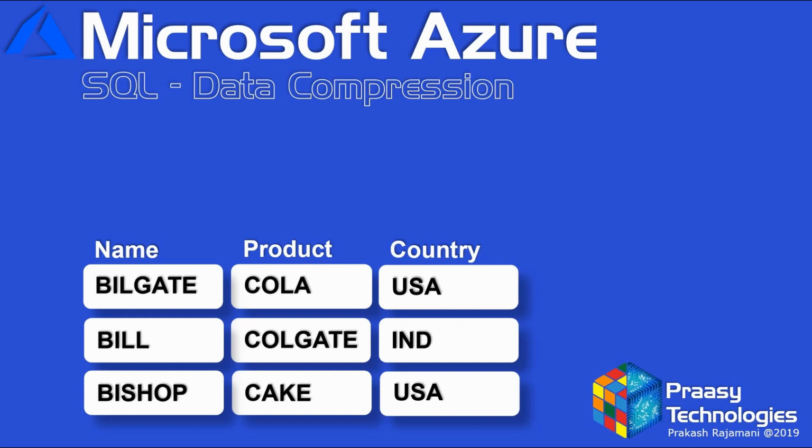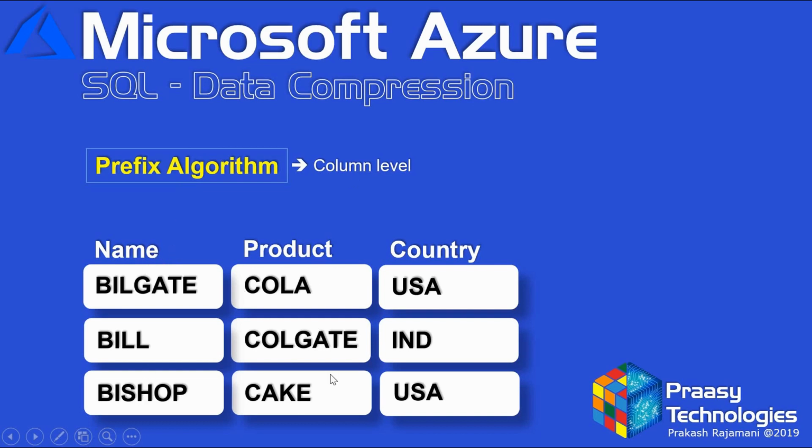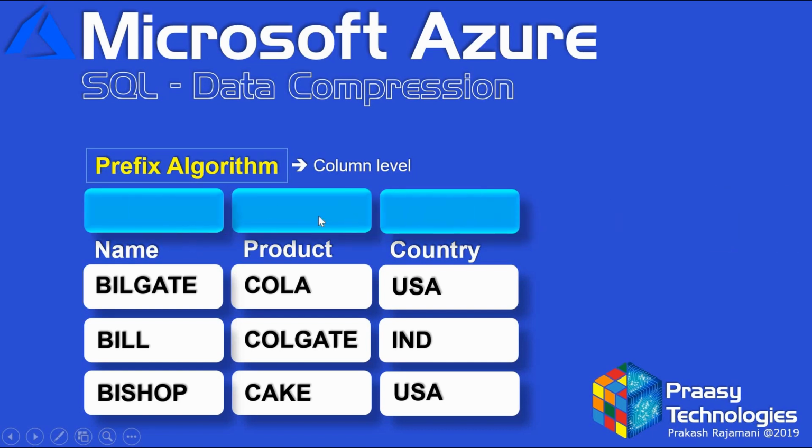In the background, SQL data compression has two algorithms. These two algorithms will be applied on this table. First one is the prefix algorithm. This algorithm is applied on each and every column of the table. The next one is the dictionary algorithm. This algorithm is applied on the whole table. First, let's see how the prefix algorithm works. This inserts a record called the anchor record on this table.